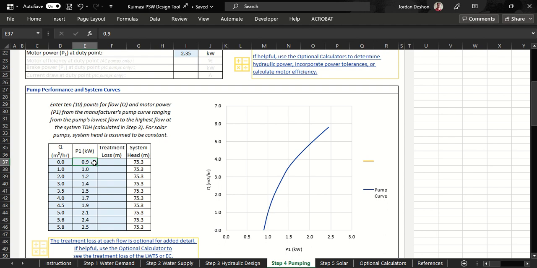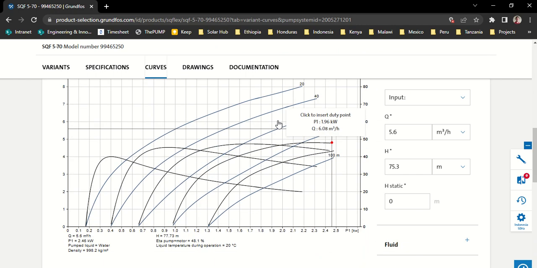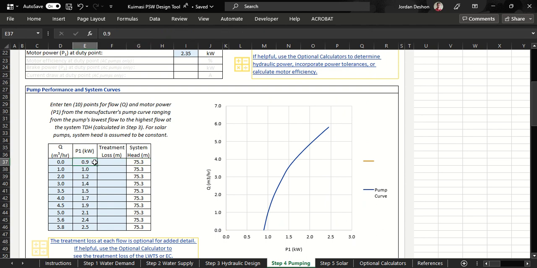And then the power P1 requirements along that pump curve for a given or fixed system head equal to our TDH. So to do this, we'll have to look at the pump curve and find the flow and see where that intersects our pump curve. So with a TDH of about 75.3, that falls around this line in between the 60 and 80 TDH lines. So starting at 0, we'll read over and find that power P1, which is about 0.9 kilowatts.